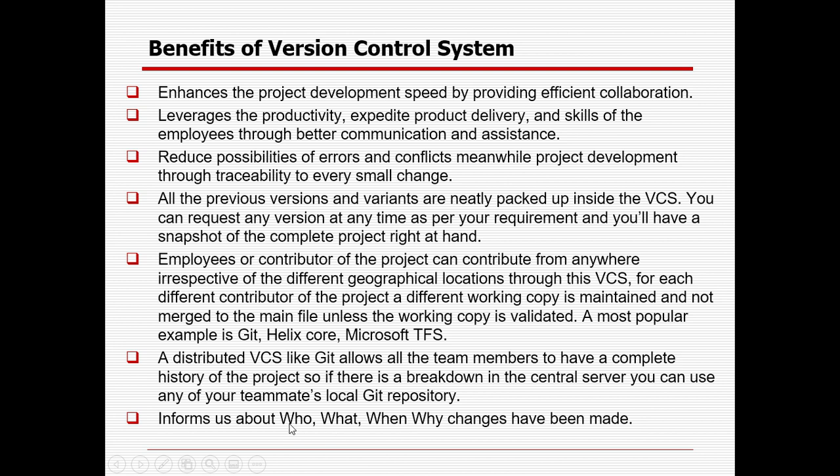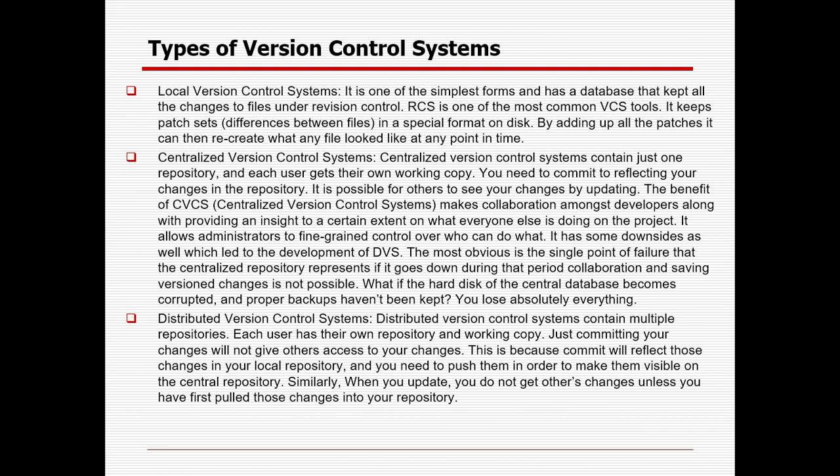It informs us about who, what, when, why changes have been made. That is the beauty. So you can get to know who made the changes, what changes were made, when they made the changes, and why they made the changes. These are the information you can get from the version control system, right? There are primarily three types of version control system available: local, centralized and distributed. But the distributed version control system is very much useful in the real world.